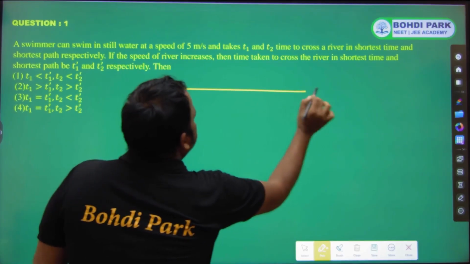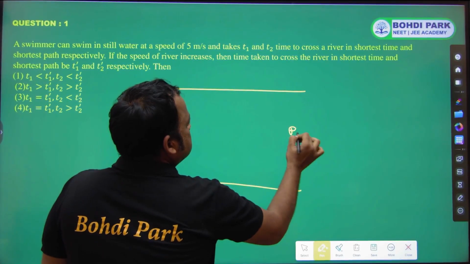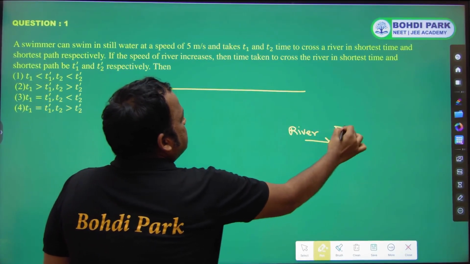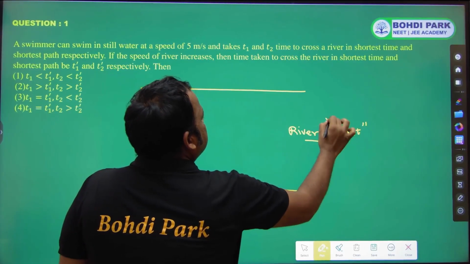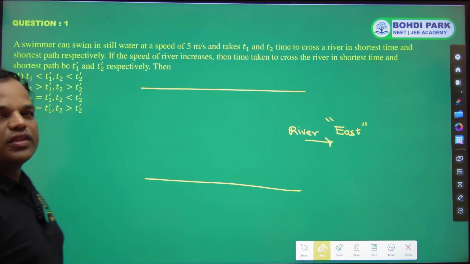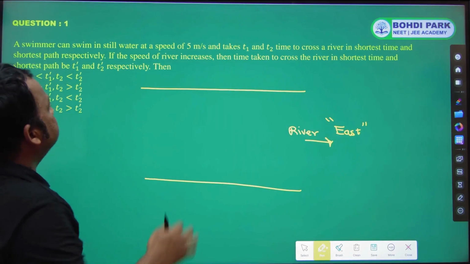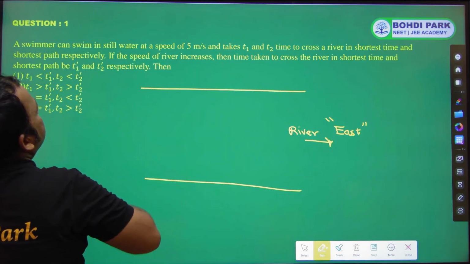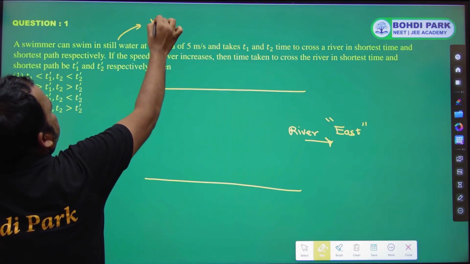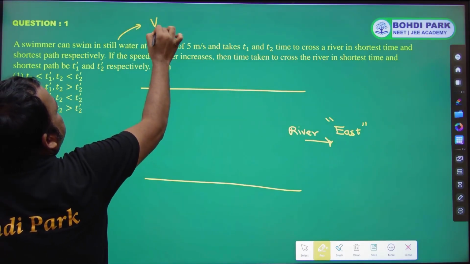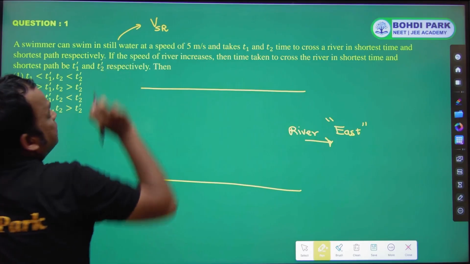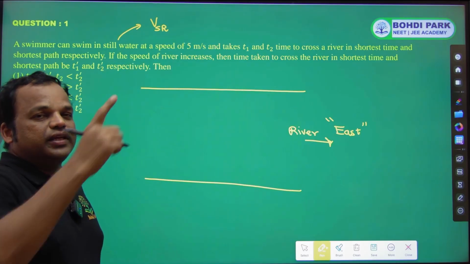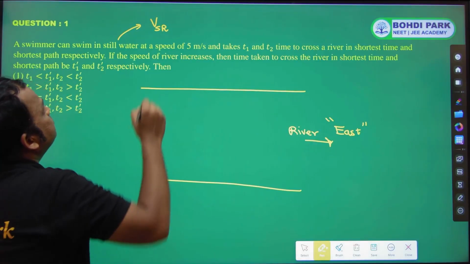Suppose this is the river. River is flowing eastward. The direction of river is west to east, or we can say right. The swimmer can swim in still water, so we call it velocity of swimmer with respect to river, like in case of boat with respect to river.